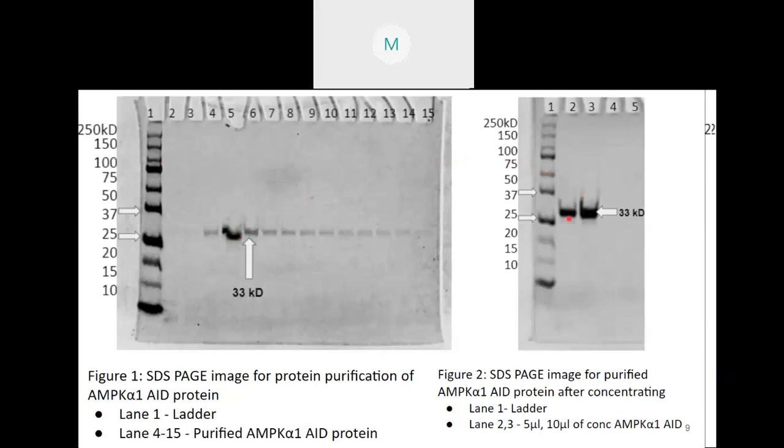And further, I ran a second gel, which shows the concentrated form of the protein. That indicates my protein is not contaminated with even a small amount of other proteins.